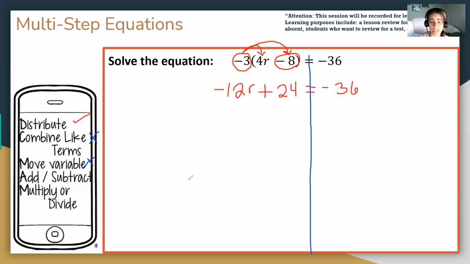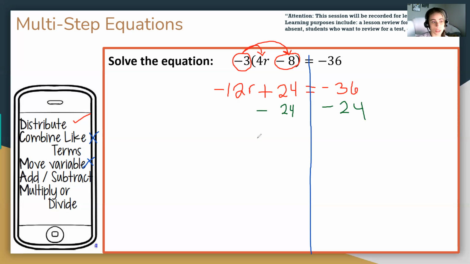All right, adding or subtracting. Is there anything being added or subtracted to our variable term? There sure is. I have my variable term, which is -12r, and I'm adding 24 to that. Well, whenever we cross over to that other side of the equation, we have to do the inverse. We have to do the opposite when we cross over that line. So the inverse of adding 24 is subtracting 24. Subtract 24 from both sides.